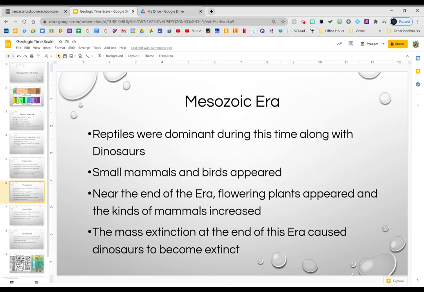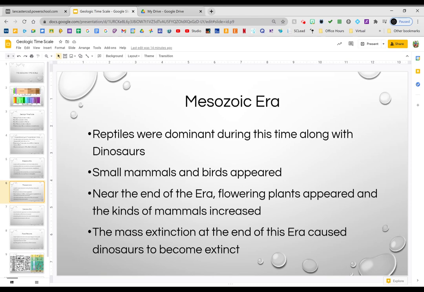All right, the next era is the Mesozoic era. This is when reptiles are dominant. So, along with the dinosaurs, we're finally getting to where the dinosaurs are. There's some small mammals and birds. So, think like mice, maybe. It wouldn't be the same kind of things we talk about today, like cats and dogs. We talk about small mammals. We've got things like that.